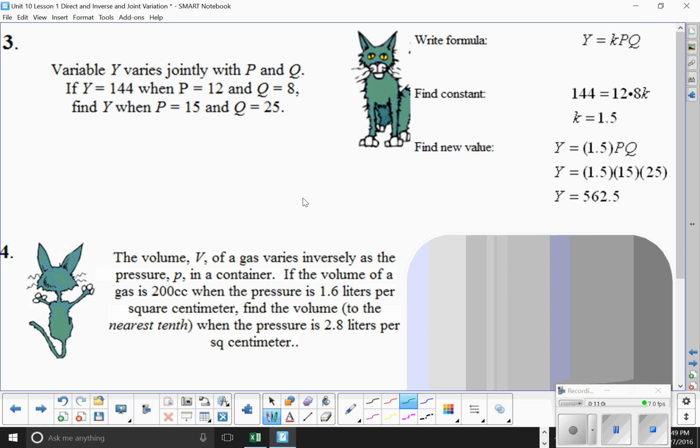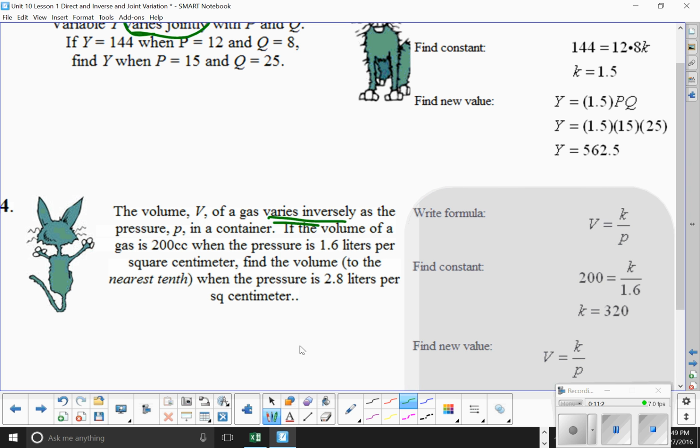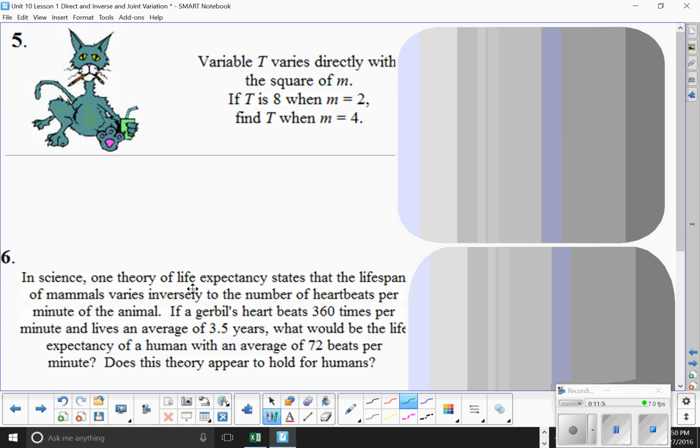Okay. Remember, varies jointly is like direct, but it means you've got multiple variables. So y equals kpq. Fill in what you know, find the constant, solve for the one you don't know. Next, you've got inversely. So you know it's going to be v equals k over p. Find the constant and find the new value. Here's the next 2. Pause the video.